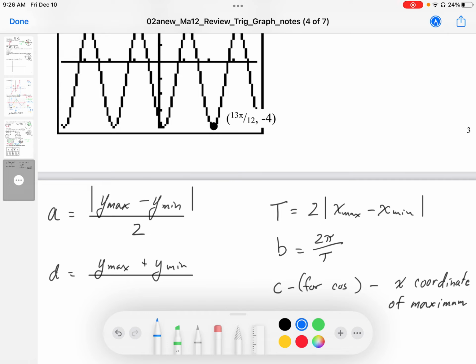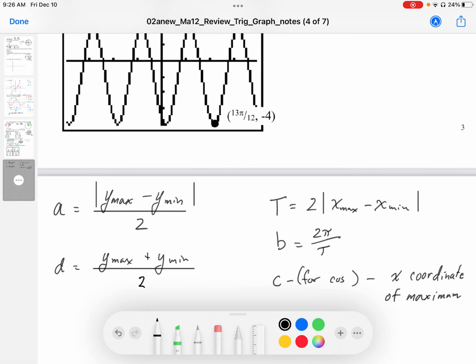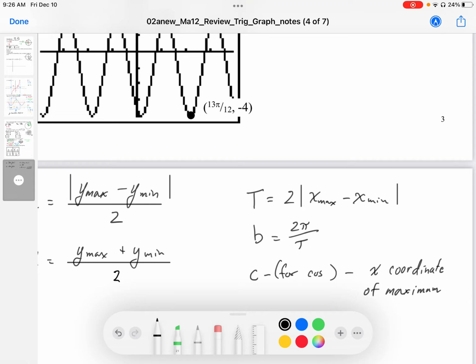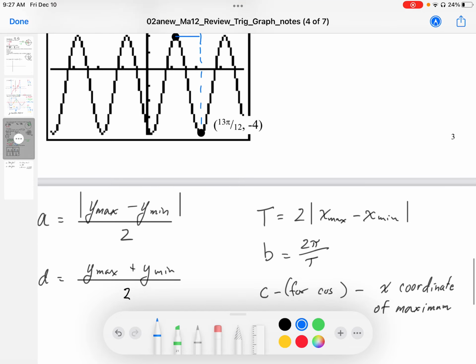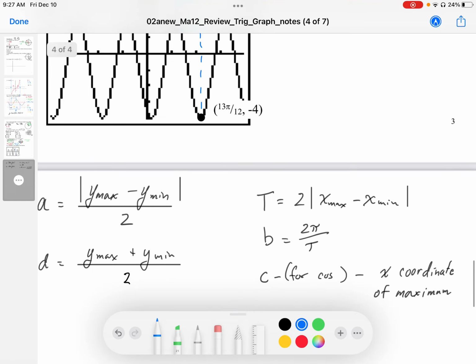The d value is going to be the middle position. Well, if I want to find position, I find the average position, so I find the average value of the max and min of y. The period is going to be a distance, so again I'm going to subtract to get distance and take the absolute value. The distance between the max and min, this distance here, is half the period. So I take that distance and I double it. The b value is when I take 2 pi divided by the T that I've calculated.